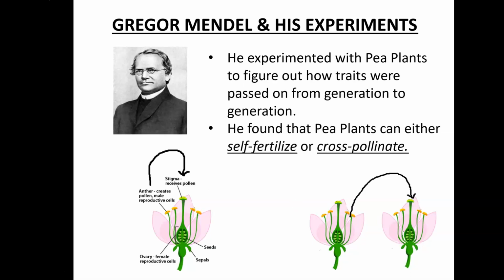So pea plants have characteristics or traits that include petal color, or flower color, seed shape, seed color, the type of seed, like wrinkled seeds or smooth seeds, and stem length was also another characteristic that you could easily observe and make measurements of. So there are many different characteristics that were easily observed and measured for his experiments.